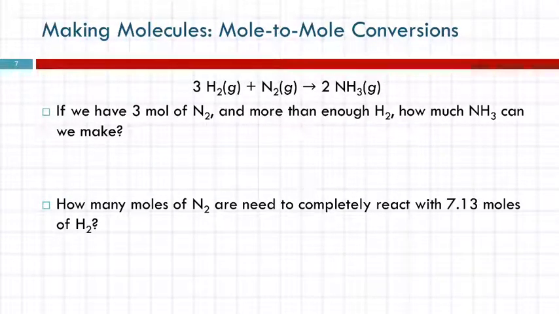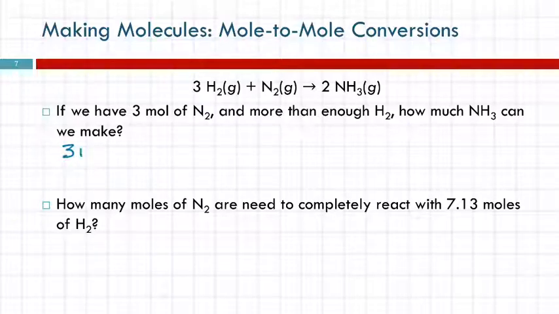So if we had 3 moles of nitrogen and more than enough hydrogen, how much ammonia can we make? This is like if we had 8 eggs, how many pancakes? Well, this is one because the numbers are nice. You can kind of do it in your head. This has one nitrogen in it, but we've got 3. So I've got 3 times as much as what's specified, and so it's going to be 6.